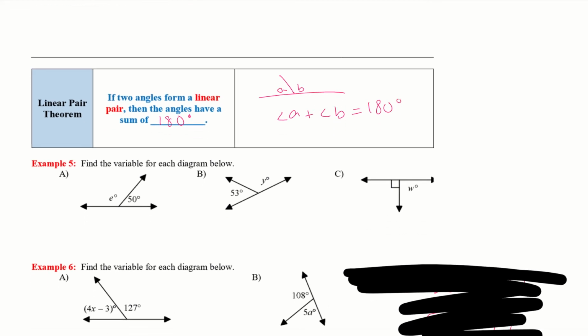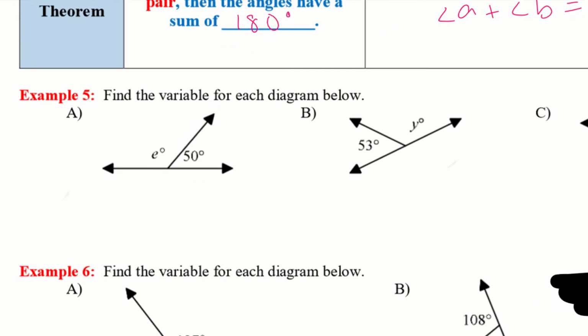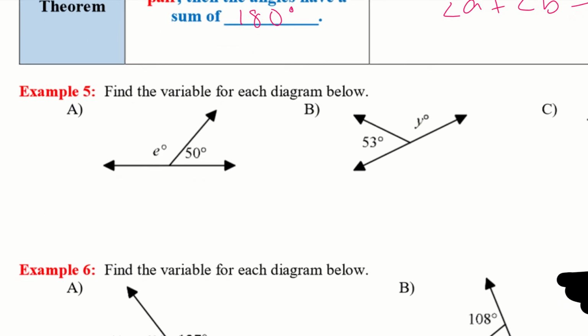Alright, let's try a couple of these out. So 5A, we have one side is E, the other is 50. So 50 plus E equals 180. So all I have to do is subtract my 50. So now I have E equals 130.